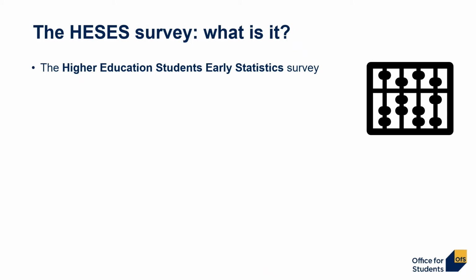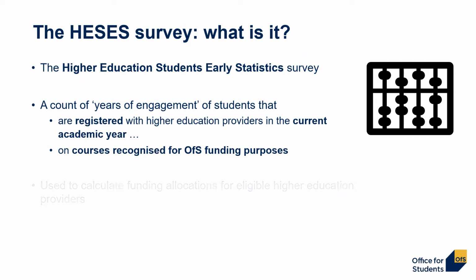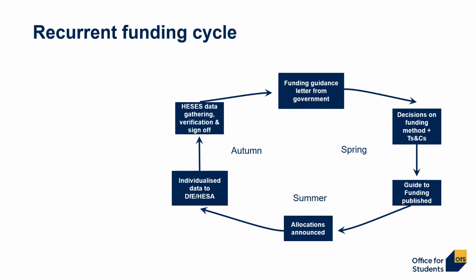To expand on what HESES is, it's a count of what we call years of engagement for students that are registered with higher education providers in the current academic year on courses recognised for OFS funding purposes. And throughout these presentations, it's worth remembering that the data collected is used to calculate funding allocations for eligible higher education providers. I mentioned the funding cycle earlier, so let's look at this now.